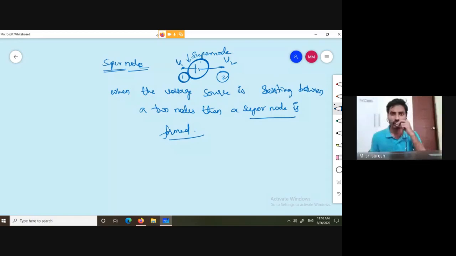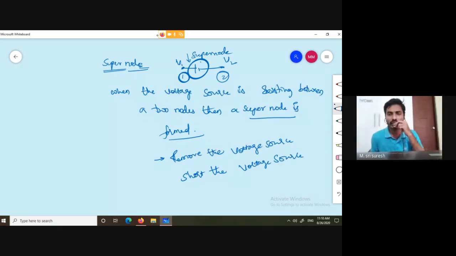So how are we applying the supernode equation? By shorting the voltage source. That means remove the voltage source and short it. Think battery: remove that battery and replace it with a short circuit.